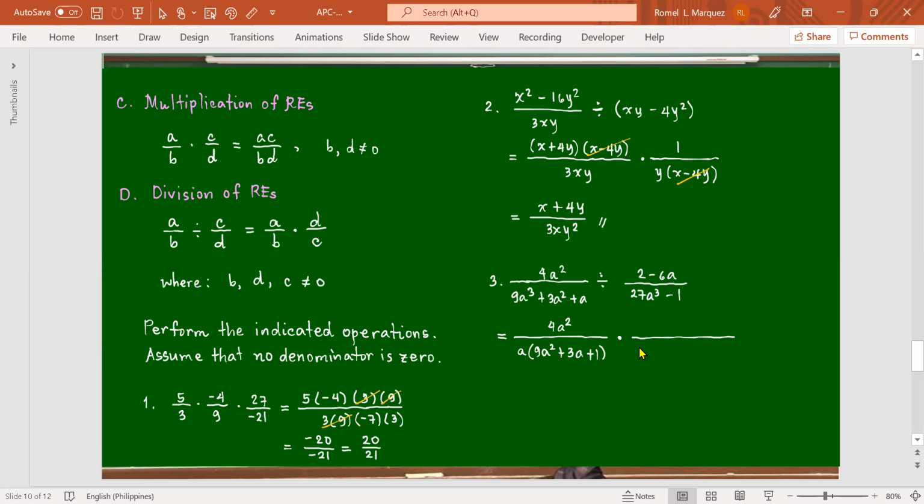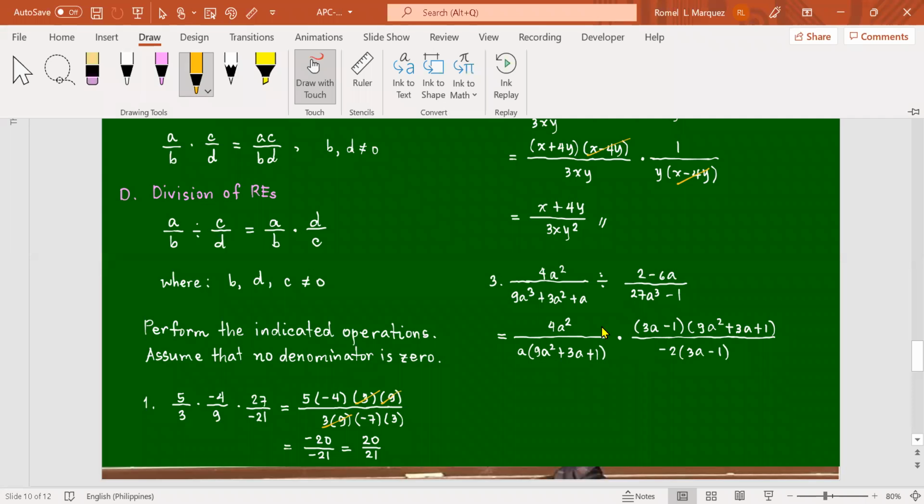Multiply by the reciprocal. What is the factored form of 2 minus 6a? It will be in the denominator now. And the factors of 27a cubed minus 1 are in the numerator. That is a difference of two cubes: 3a minus 1 times 9a squared plus 3a plus 1. Look at that. Same with the factor here, no? And in the denominator, because this is now multiplication, factor out negative 2, we get 3a minus 1. Am I correct, children?